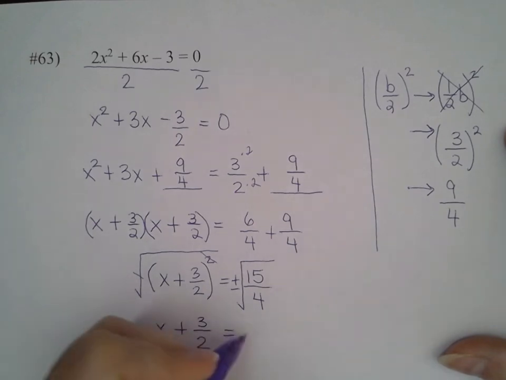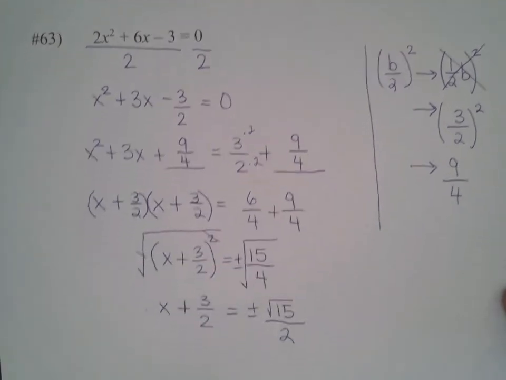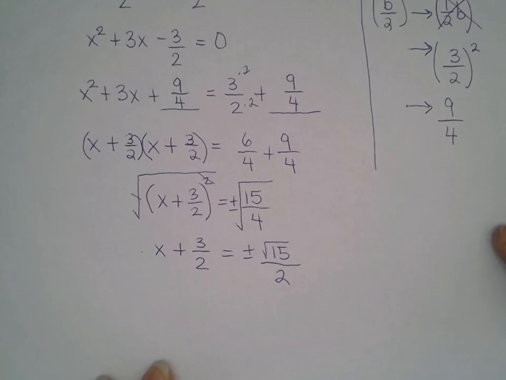Okay, plus or minus. Now I can break this up as the square root of 15 over the square root of 4, which is 2. I'm allowed to do that. In this case, that might help me out because I'm about to move this number over, and that way they would both have the same denominator.